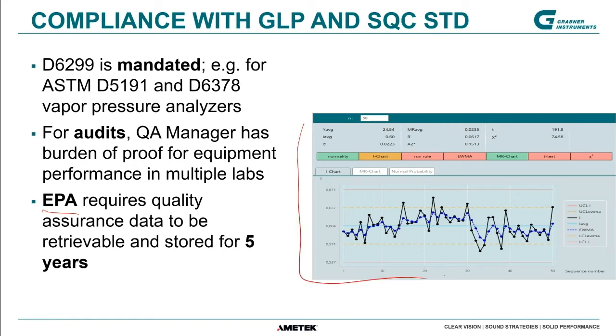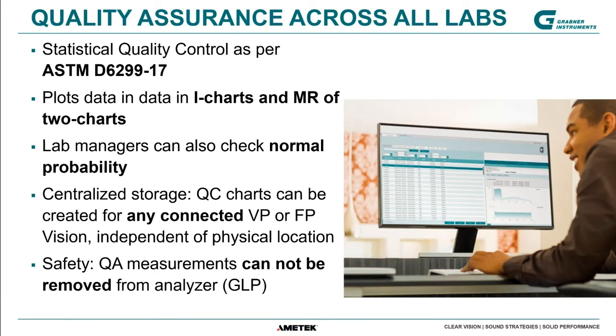So this is just a screenshot showing you one of these different plots. There are a lot of different things you can do, and in full compliance with this ASTM SQC standard, you have I charts, MR charts, you can do normal probability charts, and this for any of the connected VP Visions or FP Visions, no matter where these instruments actually are. So a quality control manager, quality assurance manager can be in a central location and basically on a routine basis run through all the instruments which are distributed in separate labs, and he does not need to fly there physically and check them.